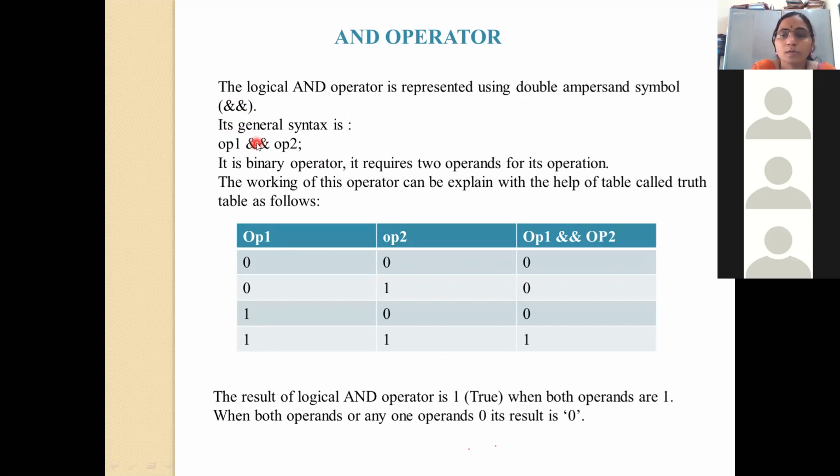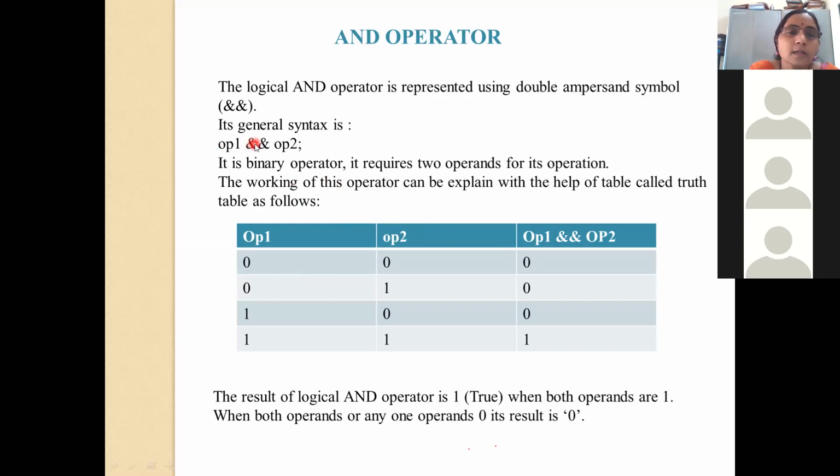Hello, hello. What is the problem? Hello. Am I audible? Divya? Hello. Prajakta? Am I audible? Yes, ma'am. Okay. Shall I continue?